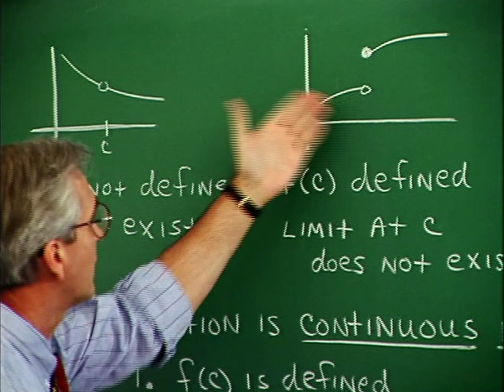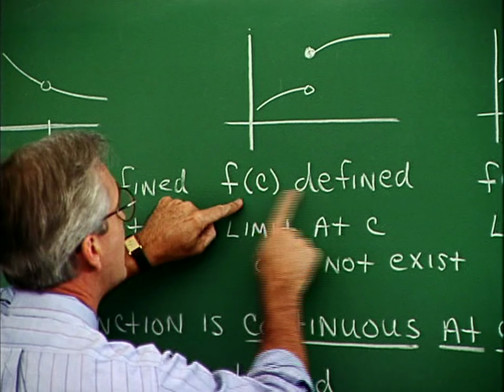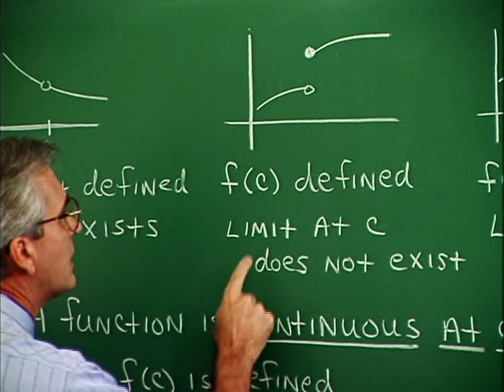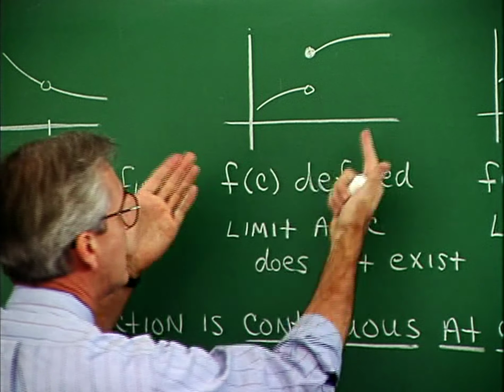And another graph looked like this. It was kind of a disconnected type of graph, and we said, well, f of c is defined. F of c is this point, you see, but the limit at c does not exist. We don't have a limit situation as we did over there.